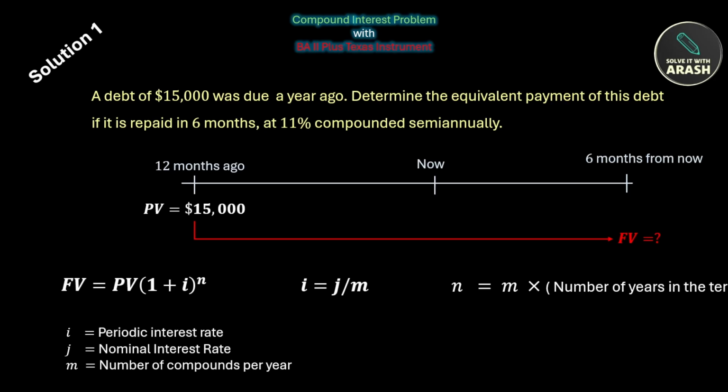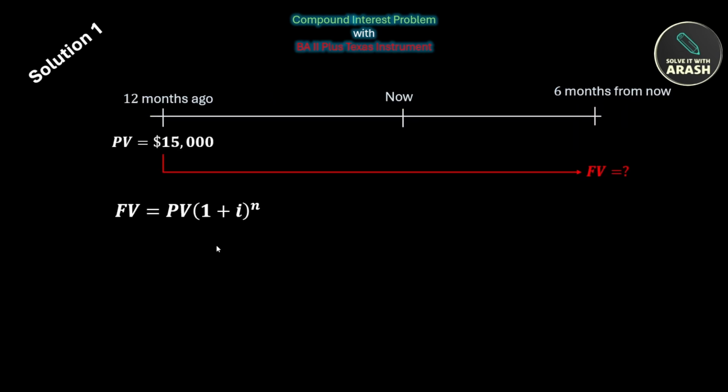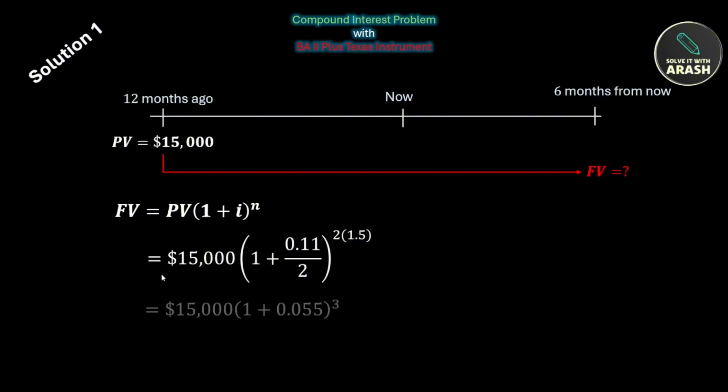Now let's plug the values into this formula and calculate the future value. So 15,000 times (1 plus 0.11 over 2) raised to the power 2 times 1.5. And it reduces to 15,000 times 1.055 raised to the power 3. If we plug this into our calculator, it should give us the value of $17,613.62. Now in the second solution, we are going to use the pre-programmed function keys of the BA2 calculator, and that should give us the same answer.